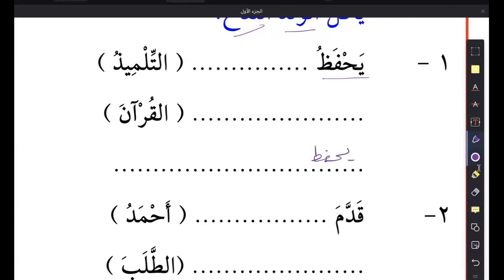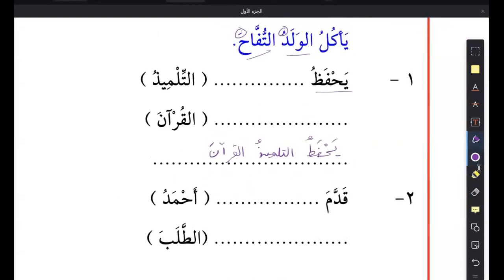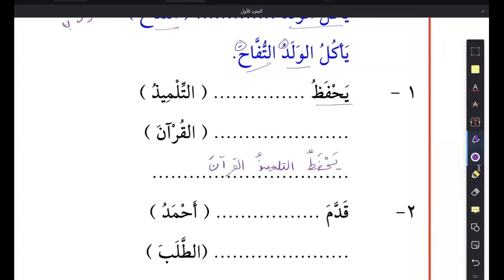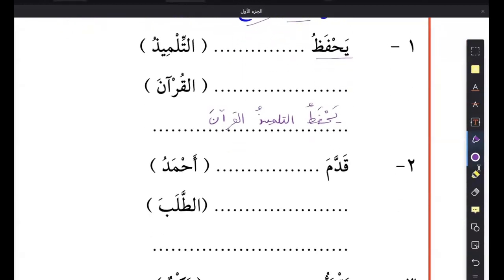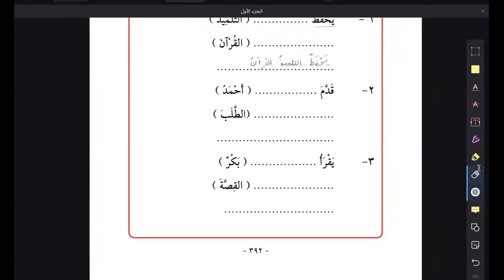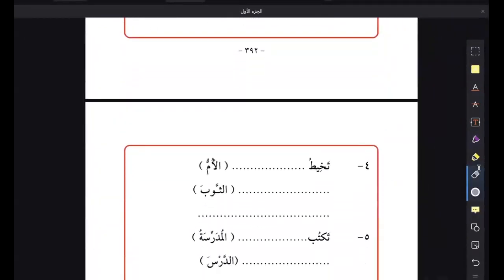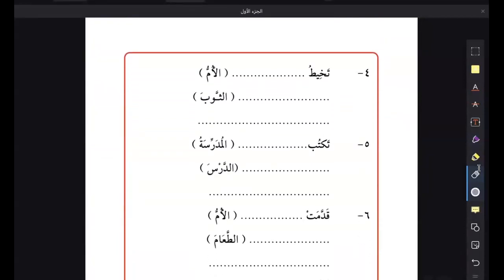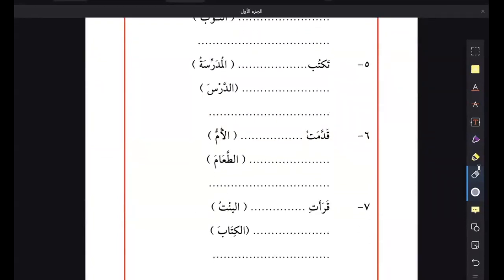يحفظ التلميذ, here's the dhamma, القرآن, here's the fatha. Now, one thing to note: because we have objects, all of these verbs are transitive verbs. I'll read them through and inshallah you can do them very simply. I don't see any complication here.